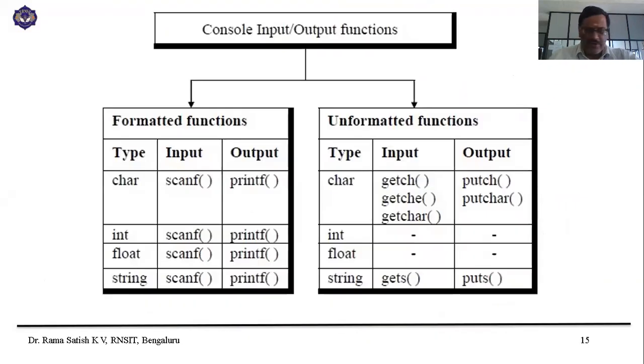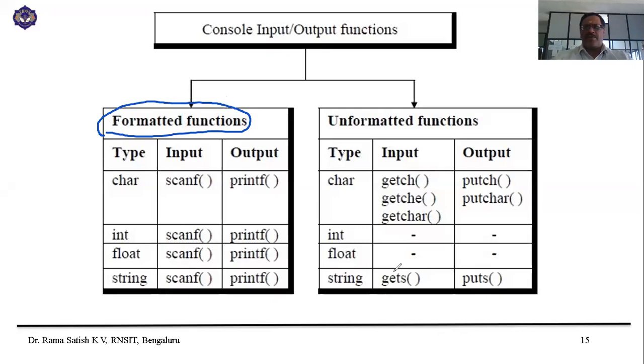Now, moving further, we have the input-output system. Before we write actual programs, how to read data, how to write data. It's very, very important. Read data and write data. So there are two ways in which you can read data and write data. One is formatted input-output statements. Formatted functions, we call them.